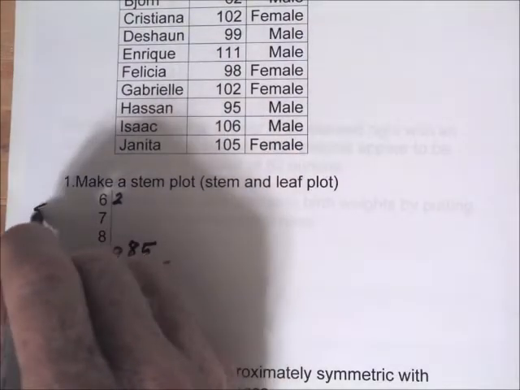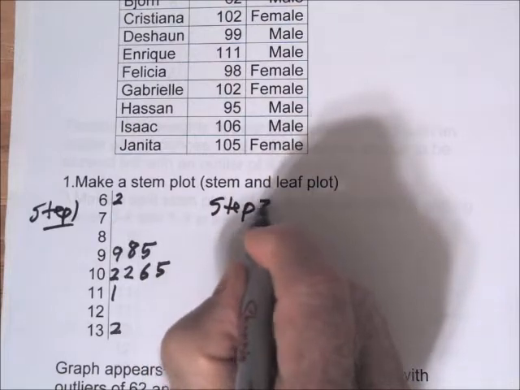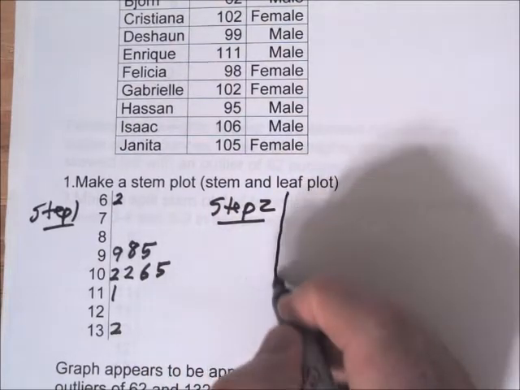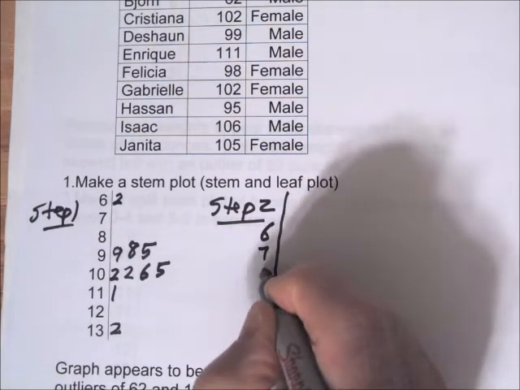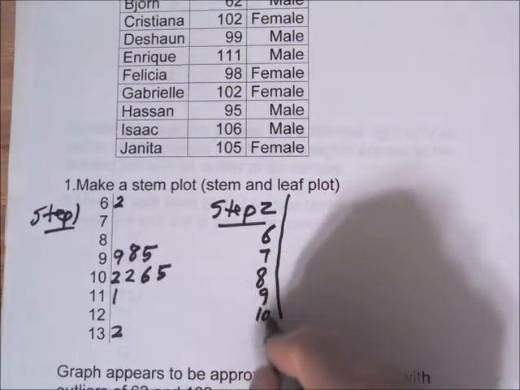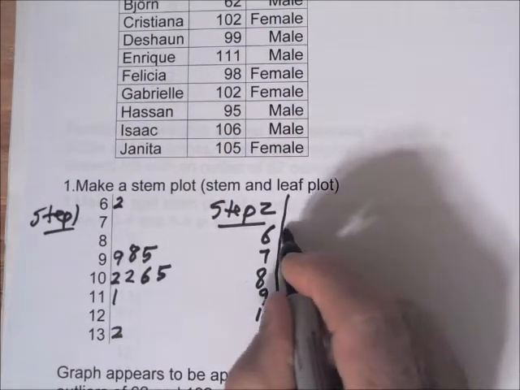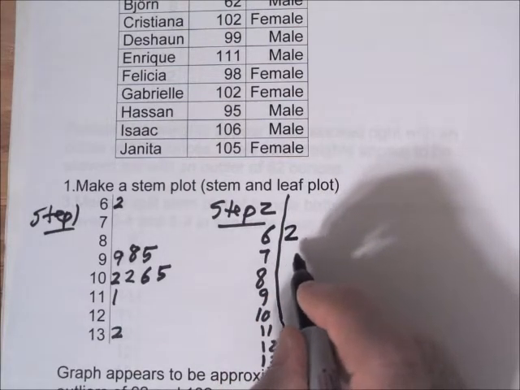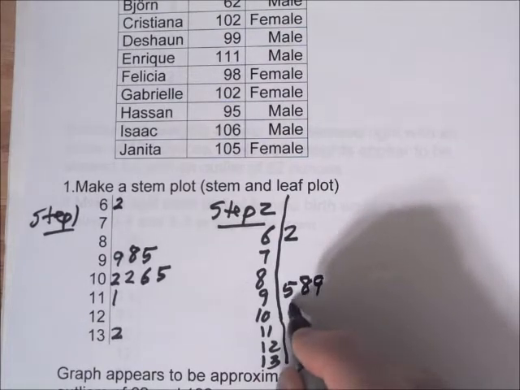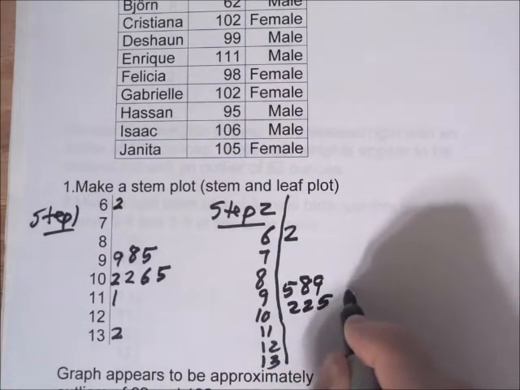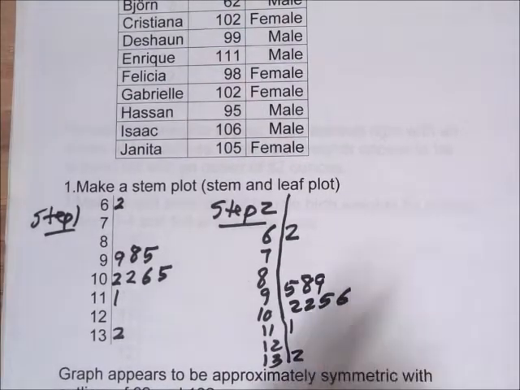Now, I'll call this step one. Usually you want to write these leaves in order from smallest to largest, so let's redo this and put them in order from smallest to largest. So this would be 5, 8, 9 in row 9, and 2, 2, 5, 6 in row 10, and the rest of it's going to be the same.